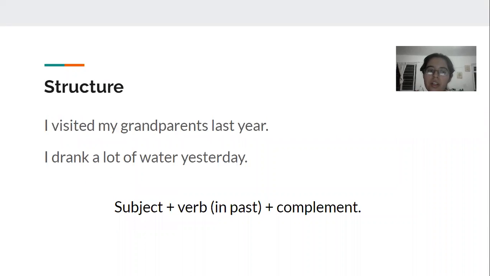So the structure, here we have two more examples. I visited my grandparents last year and I drank a lot of water yesterday. So we can see that the structure starts with the subject, then the verb in past, which here would be visited or drank, and then the complement, everything else. That's the structure.